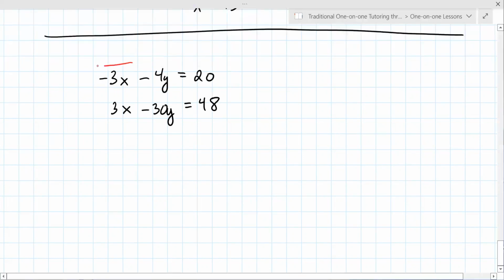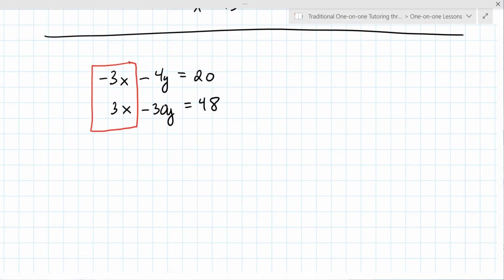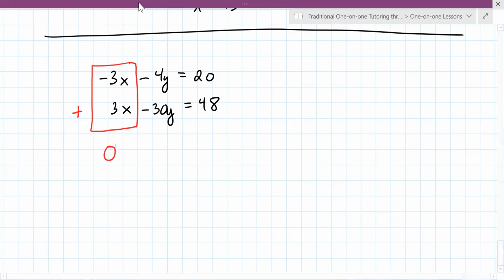I want you to look very closely at this right here that I've boxed in. What do you notice about those two terms? Those two terms are x's. One is negative and one is positive. That's correct. So if you add them together, what does that become? It is 0. Now, can you add the next two terms together?